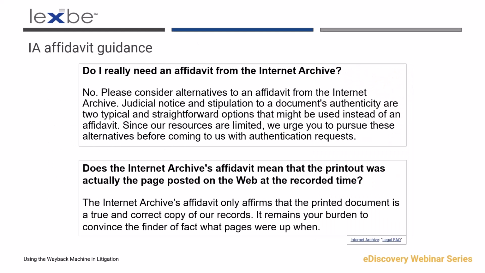The Internet Archive provides guidance on their standard affidavit. A couple of key excerpts from the FAQ. First, they recommend relying on either judicial notice or stipulation as more streamlined mechanisms for the authentication of Wayback Machine evidence. This is sensible advice, but as I mentioned previously in the discussion of judicial notice, won't always achieve the desired outcome. Second, the affidavit only affirms that the associated screenshots are authentic copies of records from the Wayback Machine. The Internet Archive provides no interpretation of those records, nor makes any claims about when the archive web content was available, other than providing the capture dates.